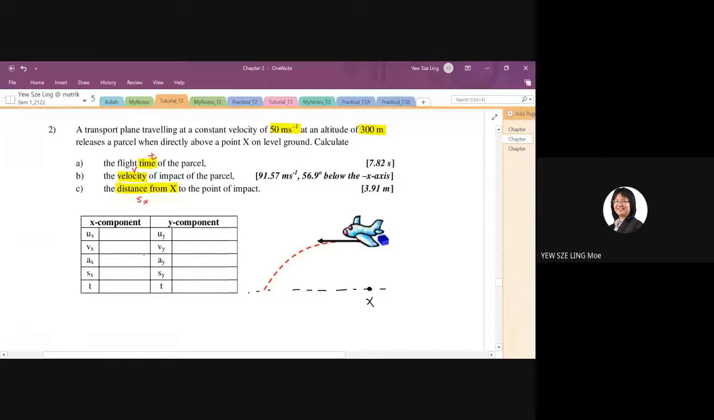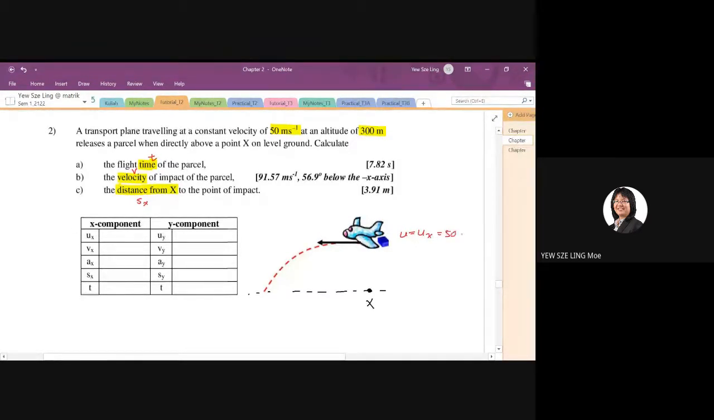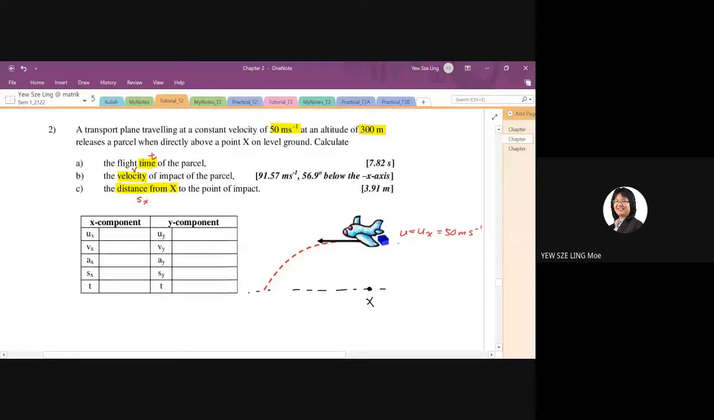So this is your V total, and then this is your time. So let us complete the table. According to the diagram, now you have a horizontal projectile motion. Okay, so the plane is traveling horizontally. So in this case, we have U equals Ux, which equals 50 meters per second. Now you don't have to put a negative sign here, even though the diagram is showing to the left, because for horizontal motion, it's up to you to choose whether right-hand side or left-hand side is the positive direction. And usually we take the direction of motion as the positive direction. So U equals Ux equals 50 meters per second.